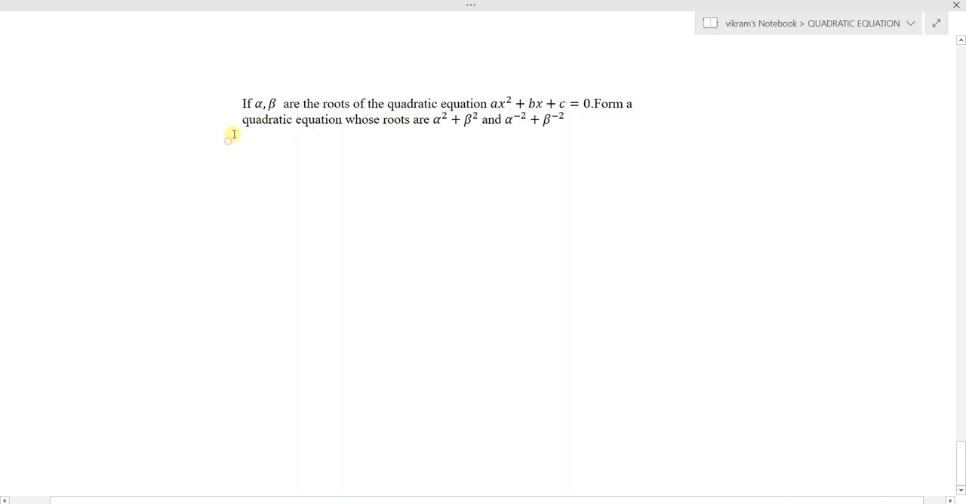The question is: if alpha and beta are the roots of the quadratic equation ax square plus bx plus c equals 0, form a quadratic equation whose roots are alpha square plus beta square and alpha power minus 2 plus beta power minus 2. Let us consider this root as p and this root as q. Then how to form a quadratic equation? If the two roots are p and q, it is x square minus (sum of the roots) into x plus product of the roots equals 0.